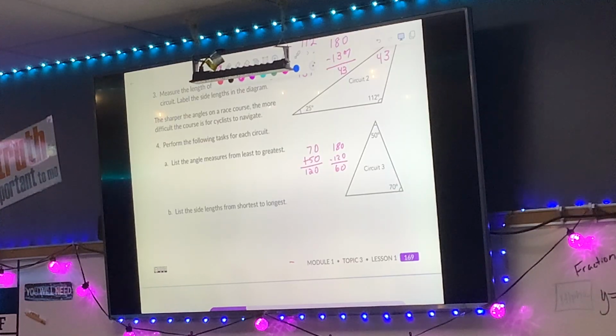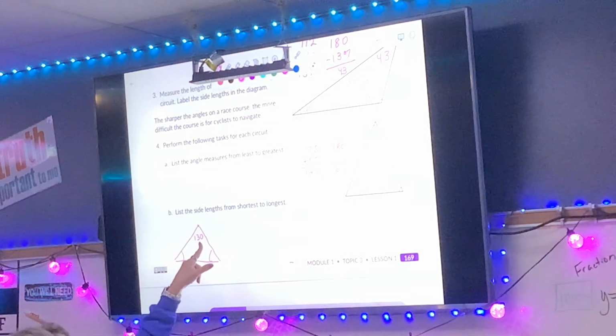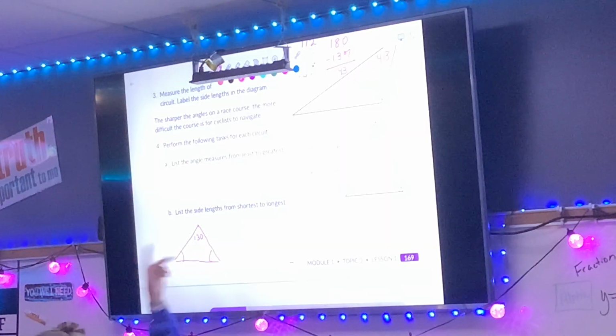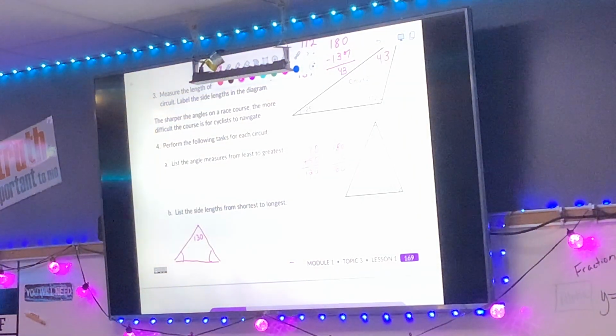So it might say you have an isosceles triangle. That means two angles are the same, right? And it might say your angle is 130. And it would say, what is the other angle? So if I have an isosceles triangle, I know I can't have another angle at 130, right? So I know that one has to be by itself, because 130 plus 130 is 260, which is way over 180, right? Okay, so just keep that in mind.